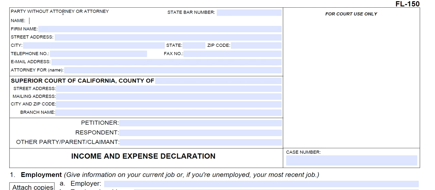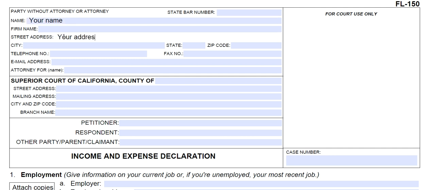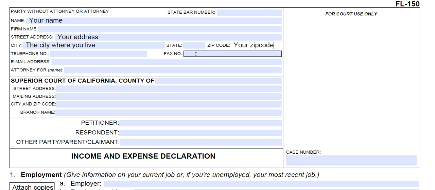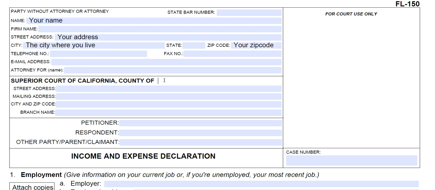So, to fill out this form, you start by writing or typing your name, your address, the city where you live, state, and your zip code. You can include your telephone number and email address. It makes it easier for the clerks or other party to get a hold of you, which may or may not help your case move along. If you're filing this in Siskiyou County, then type in Siskiyou.